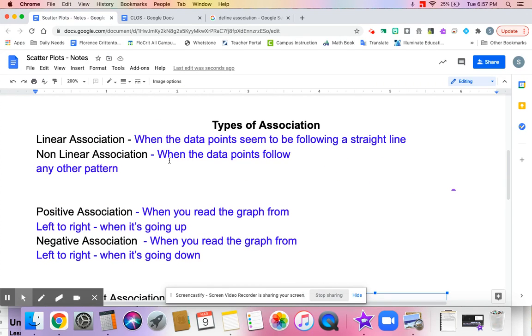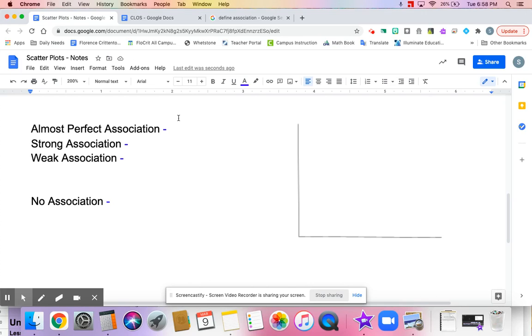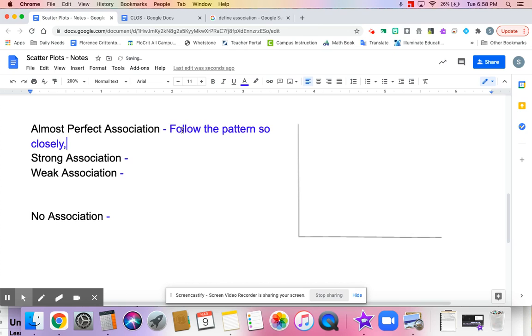So far you have two ways to describe them, either linear or not, and whether or not it's positive or negative. The last type of association they care about you knowing is how strong or weak it is. So you can have some associations that are almost perfect, and almost perfect associations follow the pattern so closely that it almost makes a perfect line.